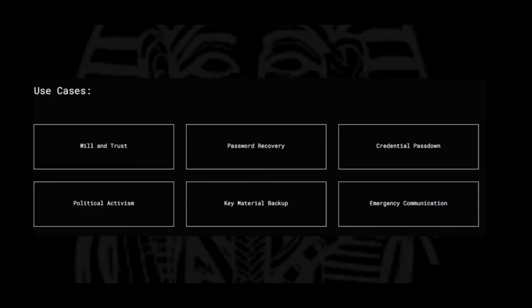Then we have political activism. Say you are a political activist and the big bad wolf is after you, and you have some information. If you're locked away, you could create a sarcophagus, so if anything goes wrong or you're locked away, you could have the sensitive files delivered to whoever it is. It could be the press, it could be another activist who make good use of the information. You have key material backup, and then emergency communication.